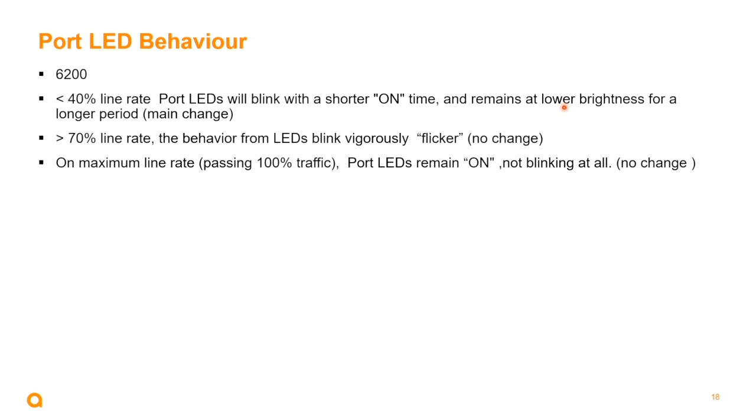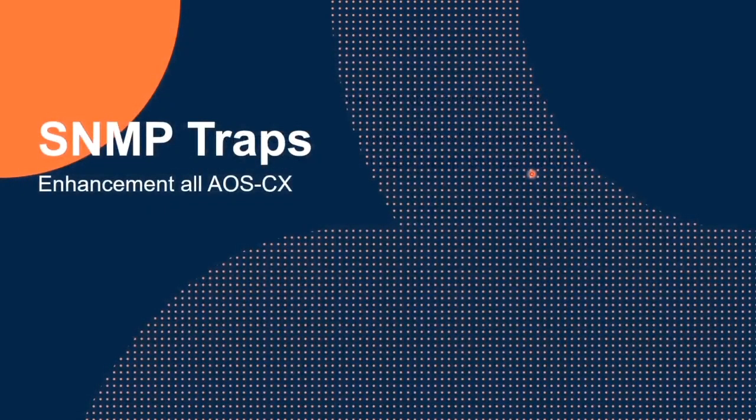That's the main change. Other things that you'll see, which are similar to other switches, are that around 70% line rate we'll see vigorous blinking or a flicker. It's really no change. That's similar to all switches, and again not a change, but worth mentioning that when you have a maximum line rate, port LEDs remain on and they're not blinking at all. So let's go to the next feature.